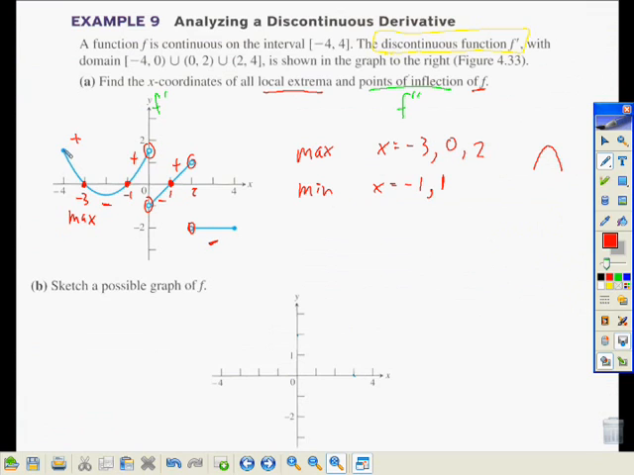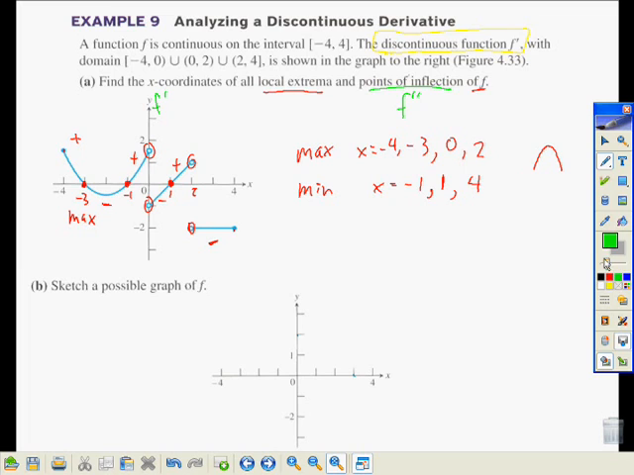Now we could also include our endpoints as local maximum or minimum because this is a closed interval. So I should squeeze in a -4 over here, and add in the 4 over here. We're going down, so that would be a minimum at the end.